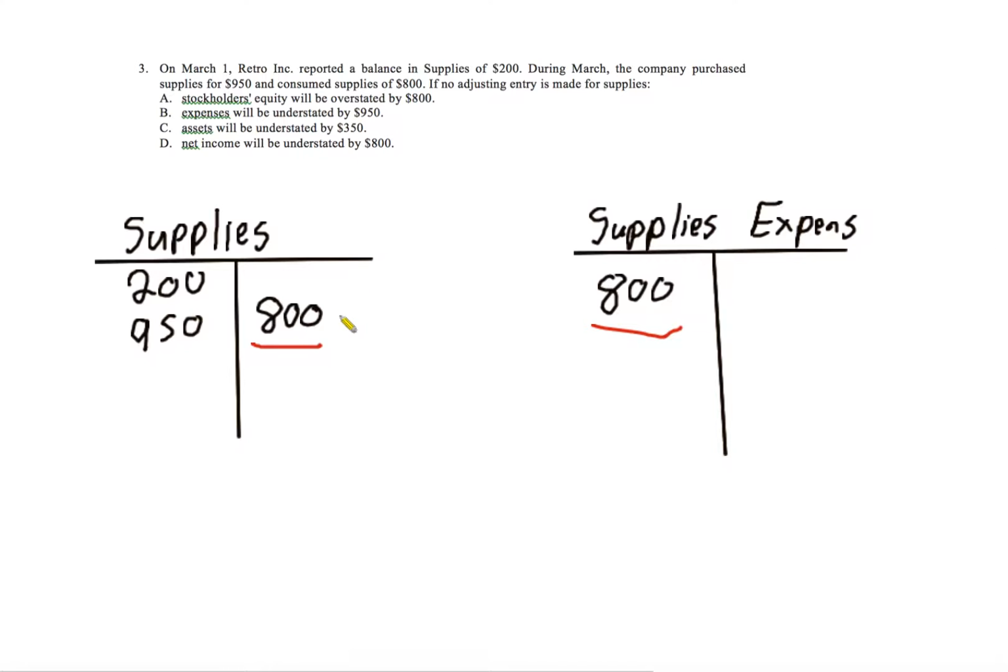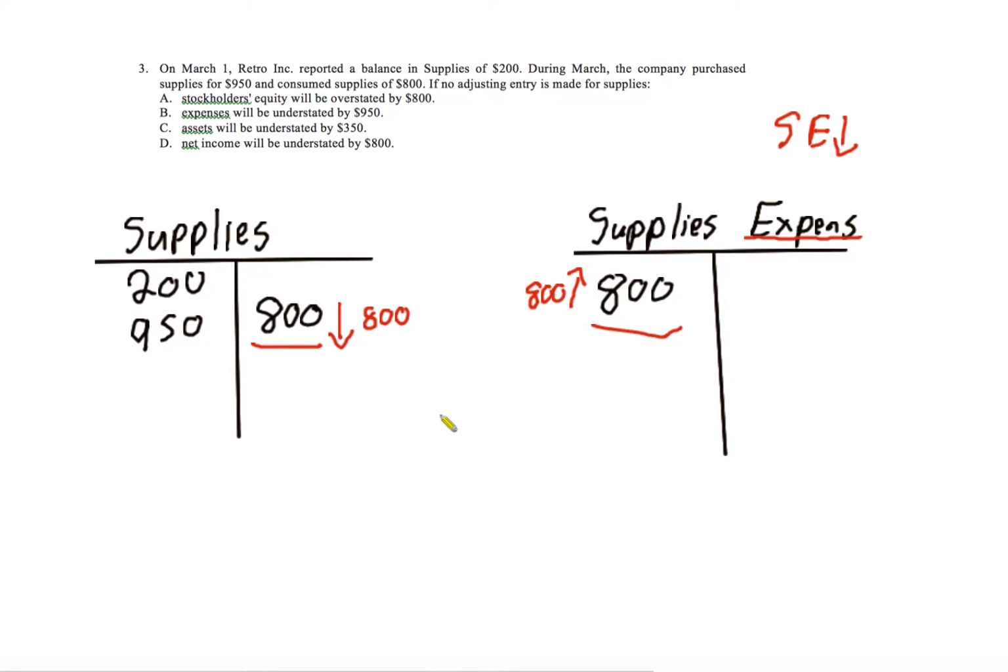And let's just see what this is doing. So this is bringing down my assets by 800. And this is actually bringing up my expenses by 800. Now let's go through these options. So the first option, stockholders' equity will be overstated by 800. Well, let's see, do any of these accounts impact stockholders' equity? Well, yeah, supplies expense does impact stockholders' equity. And how does it impact stockholders' equity? Well, when we recognize any type of expense, our stockholders' equity goes down.